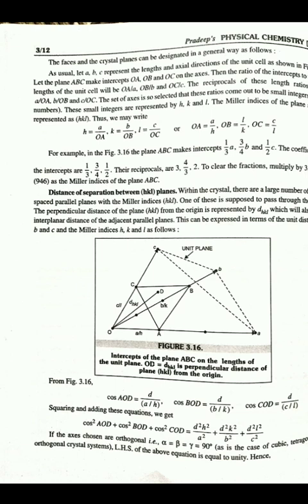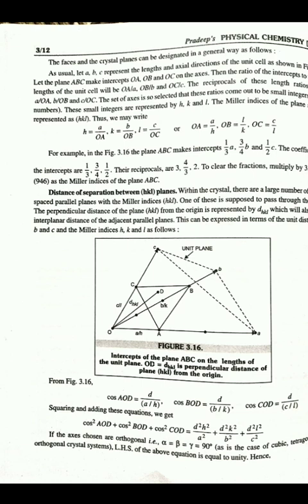This can be expressed in terms of the unit distances a, b and c and the Miller indices h, k and l as follows. From the figure, cos AOD = d/(a/h), cos BOD = d/(b/k), cos COD = d/(c/l). Squaring and adding these equations, we get cos²AOD + cos²BOD + cos²COD = d²h²/a² + d²k²/b² + d²l²/c².